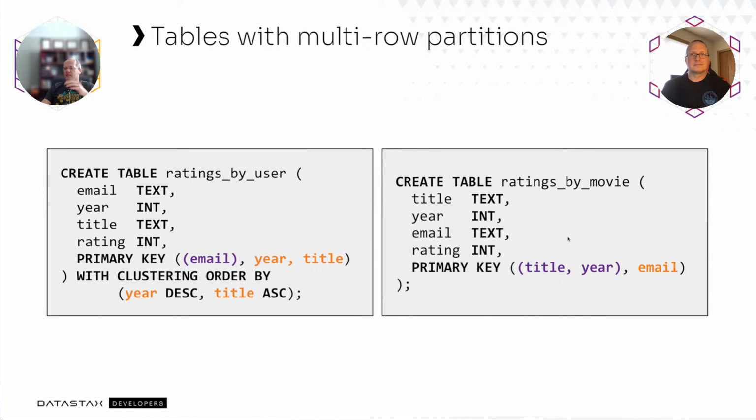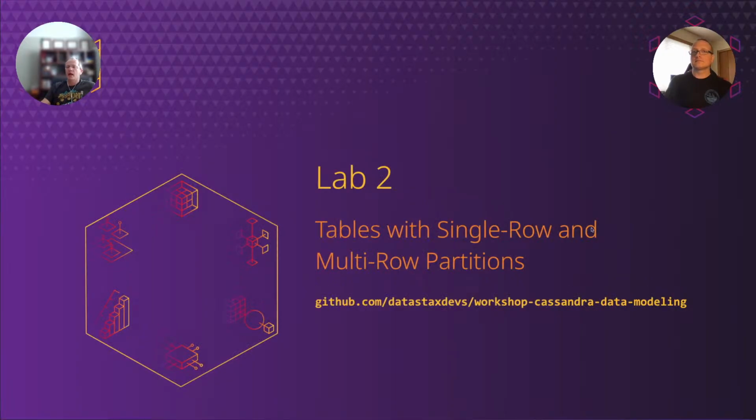In the second table, ratings by movie, we have title and year as a partition key. So each movie will have a separate partition, but then there will be emails of the users who left that rating and the value of the rating. So within a partition, you will have multiple rows recording those ratings that different users left for that movie. So here we have a composite partition key, and we have a simple clustering key and compound primary key. Okay, so for the second lab, you will actually create those tables and see how they work, see what types of queries you will be able to execute over those tables.